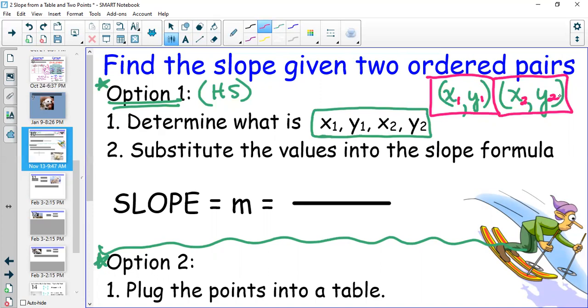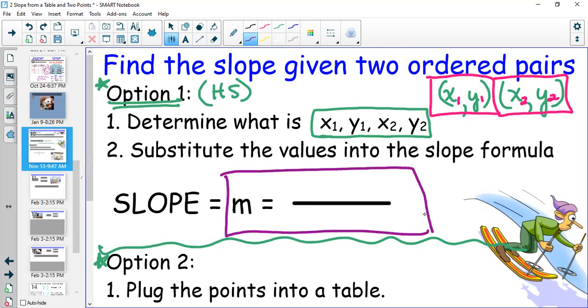Everybody always thinks maybe that means that you take your x and you square it, or you take your y and you square it. That's not what it means at all. It just means that we have 2 x's and 2 y's. So we call them the first x and the first y, and the second x and the second y. What we're going to do is figure out what numbers correspond to each of those letters, and plug them into this formula. And you will not have to memorize this formula for the test. It will be given to you.